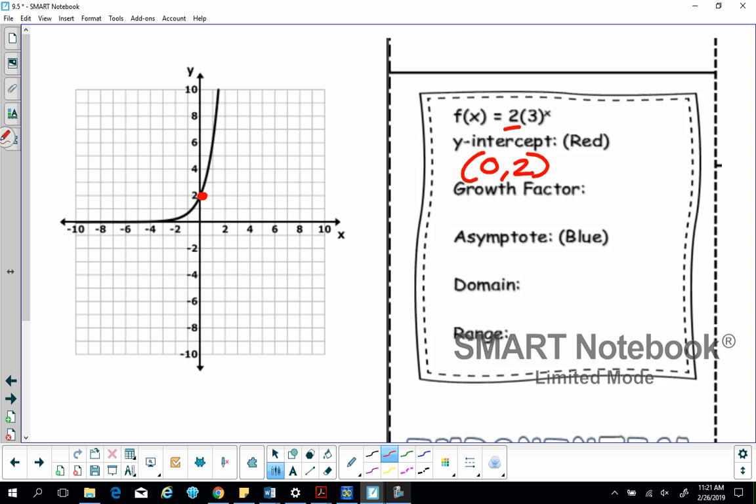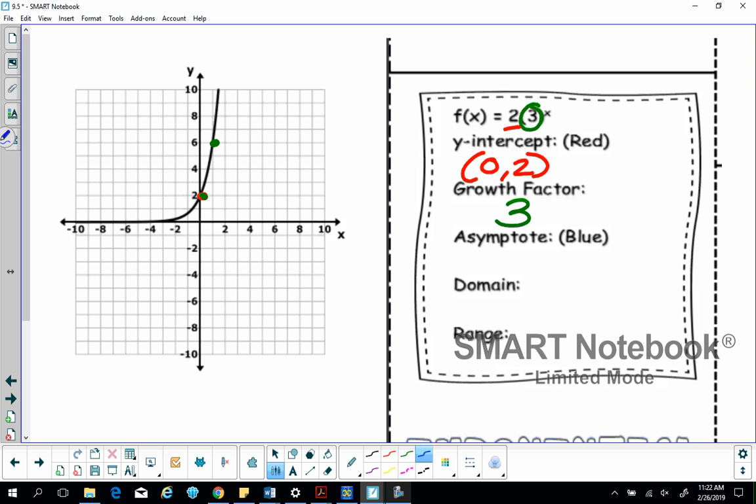Looking at the equation, what's the growth factor? I'm asking Fernando. What number? Not 2. That was our y-intercept. What's the other number there? In parentheses. 3. So our growth factor is the number in parentheses. We can also see, so Kiki saw, okay, it starts at 2, and the next point is 6. What do I need to multiply 2 by to get 6? 3. So your growth factor is 3.